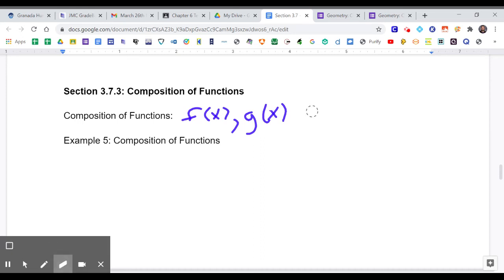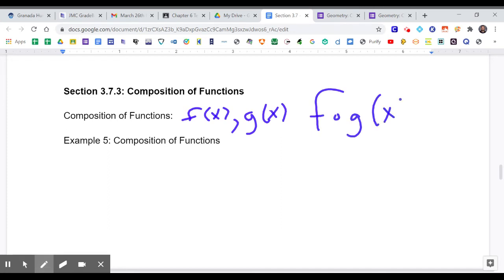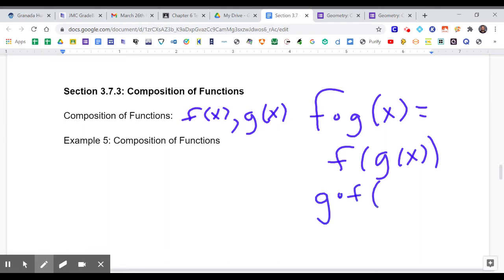And so our composition of functions is something I like to call the Fogg and Goff problems. So f of g of x, okay, looks like the word fog, but it's a little o, a little circle. F of g of x is equal to f of g of x, okay? Or another way I like to call it is the Goff problems, which is equivalent to g of f of x, okay?